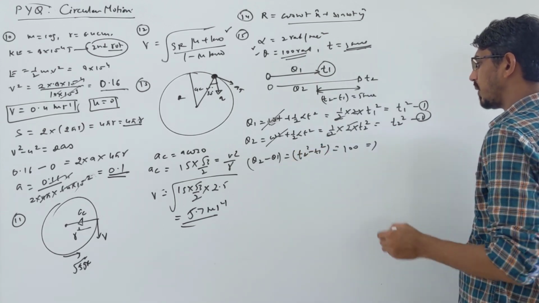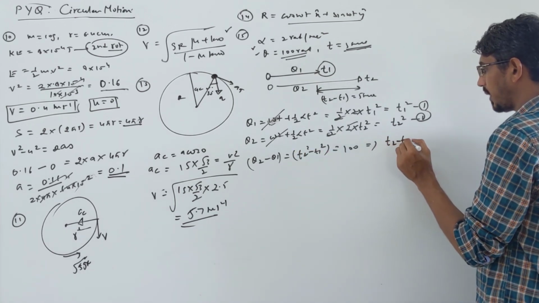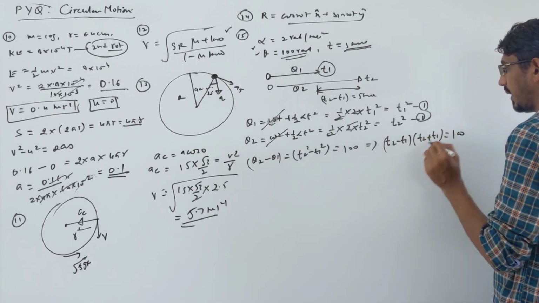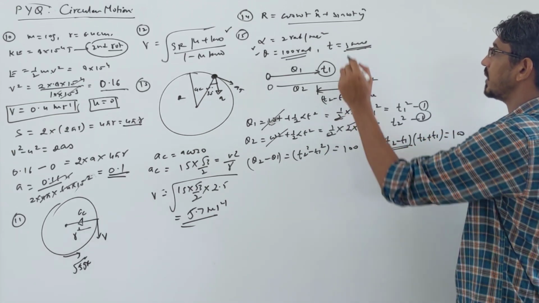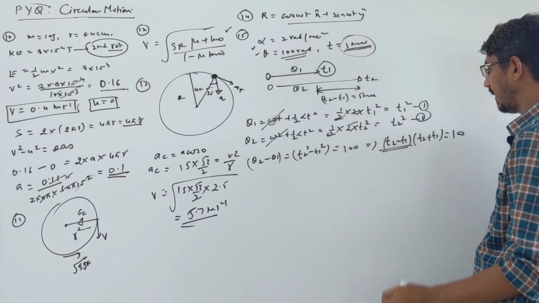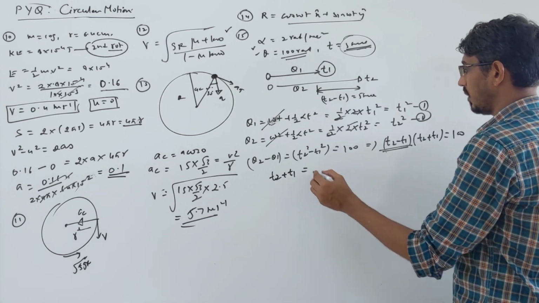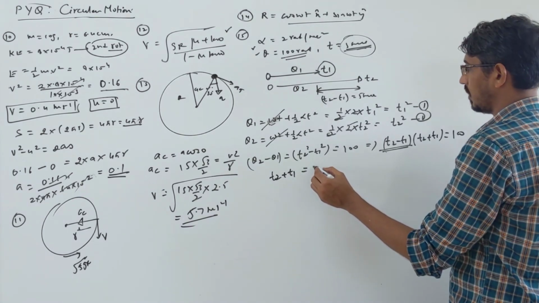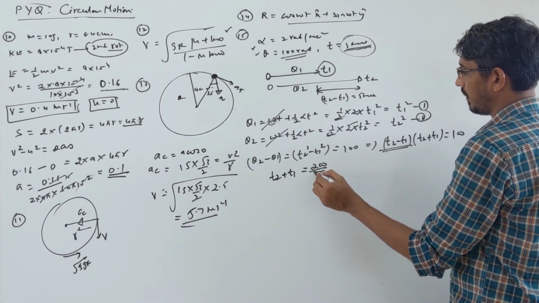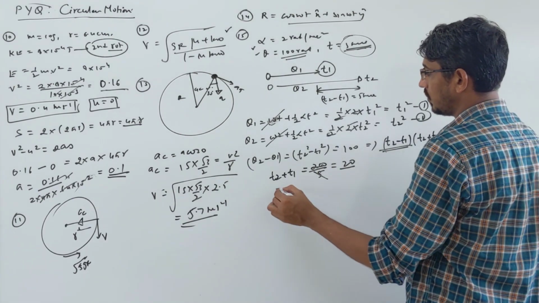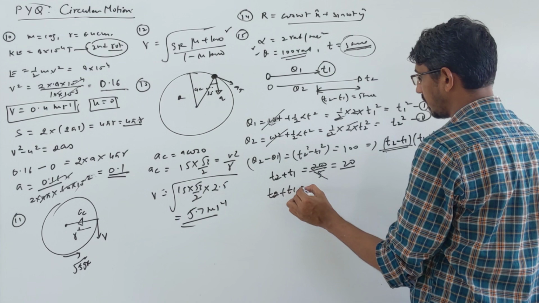It's a square minus b square. What you can write this as is t2 minus t1 times t2 plus t1, equal to 100. This interval t2 minus t1 is already given to us as 5 seconds. So t2 plus t1 should be equal to 100 by 5, that becomes 20. Correct? So t2 plus t1 is coming as 20.